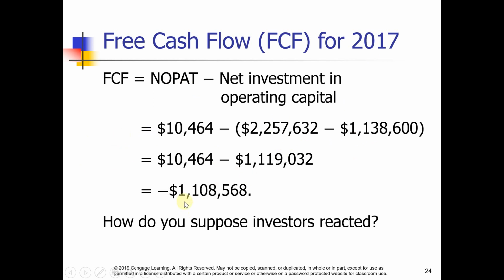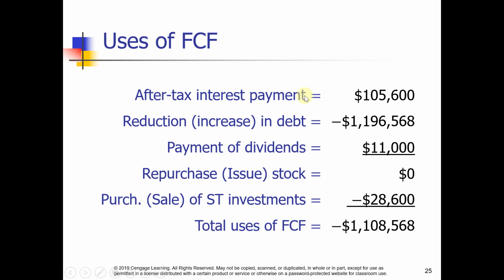It is massively negative. So that means investors actually didn't get anything. In fact, investors' money was drained out of this business in that year. So how do you suppose investors reacted? Investors would react massively negatively if they think this trend is going to continue in the future. On the other hand, if they think this is just a one-time thing because the company newly expanded, so these are expected, they might not react that negatively. This summarizes how free cash flow was used and how it came out, but we are not going to focus on that too much.